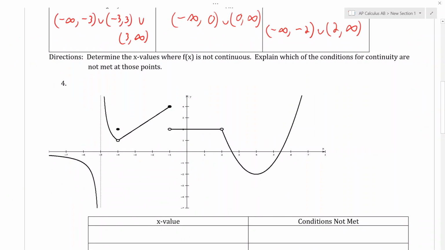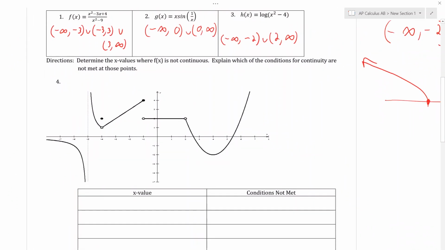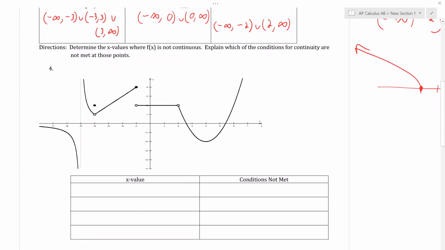Okay. Here's a cool graph I gave you. I made that up all by myself. And my question is, where's it discontinuous? If we start from left to right, where's the first place it's discontinuous? X equals negative 5. And when I ask you why, a lot of kids are like, because it's not connected. That's not what I want. I want using our definition of continuity. Which part of that fails?